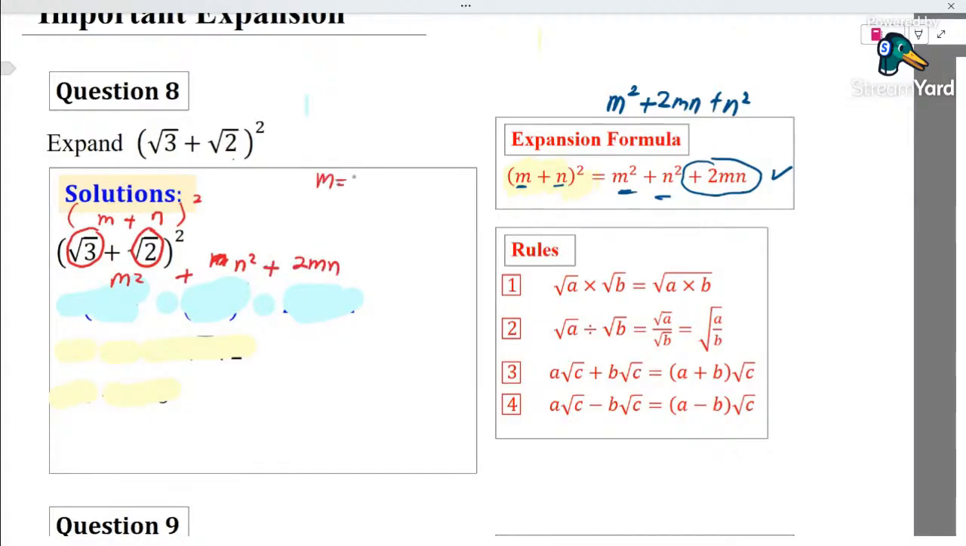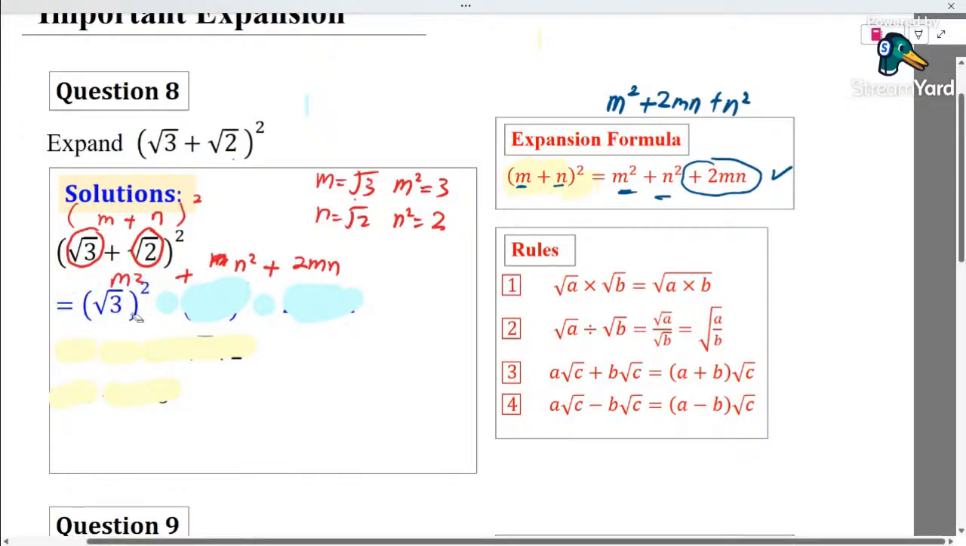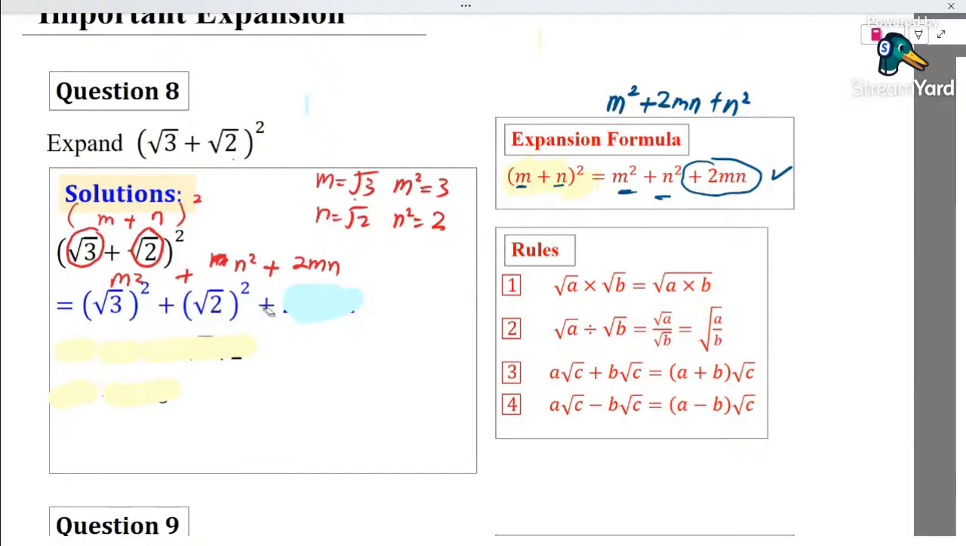So if m is equal to square root of 3, m square, I square the square root, becomes 3. n is square root of 2. n square will be 2 itself. So as a result, what I will have here, let's see. Initial calculation, again in blue for reference, for explanation: m square plus n square plus 2 times mn.